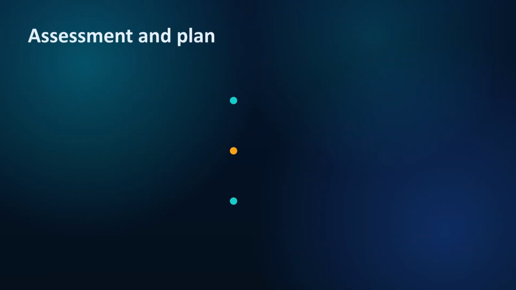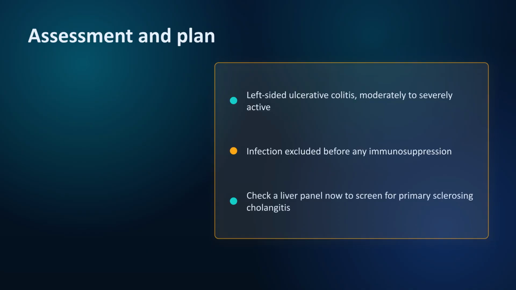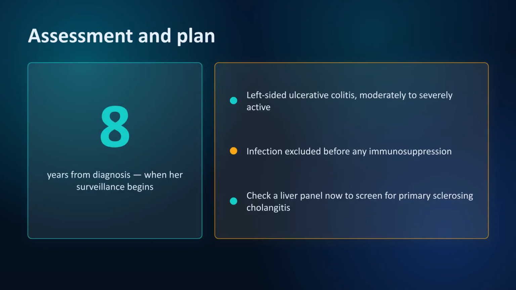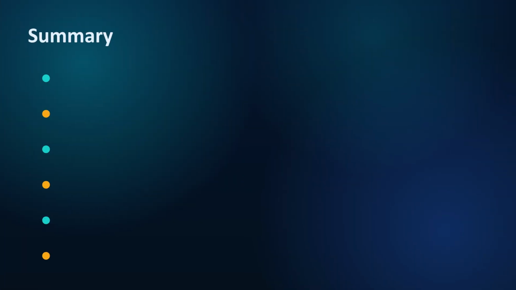So here is the assessment and plan. Left-sided ulcerative colitis, moderately to severely active. Infection was excluded before any immunosuppression was started, which is the step you never skip. We check a liver panel now to screen for primary sclerosing cholangitis, because finding it changes her surveillance schedule for life. Her colorectal cancer surveillance clock starts 8 years from diagnosis, and we document that in the chart today so it is not lost. Drug selection by severity is a topic of its own, and it is covered in the IBD management video. We also counsel her on the thrombotic risk during flares, and on smoking, which she does not do.